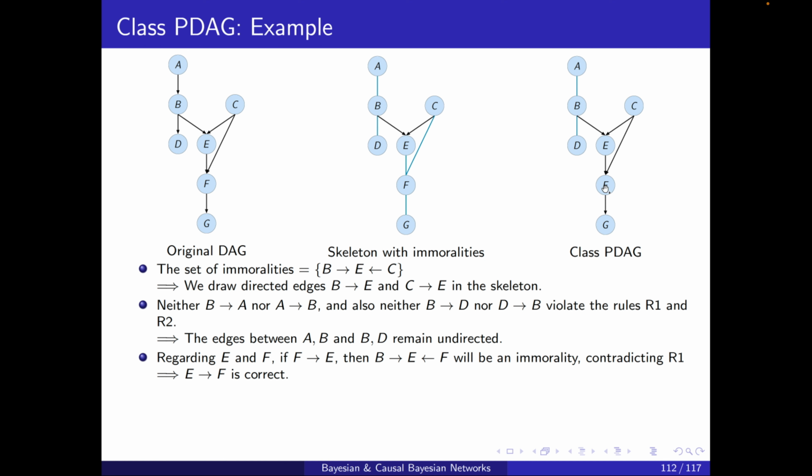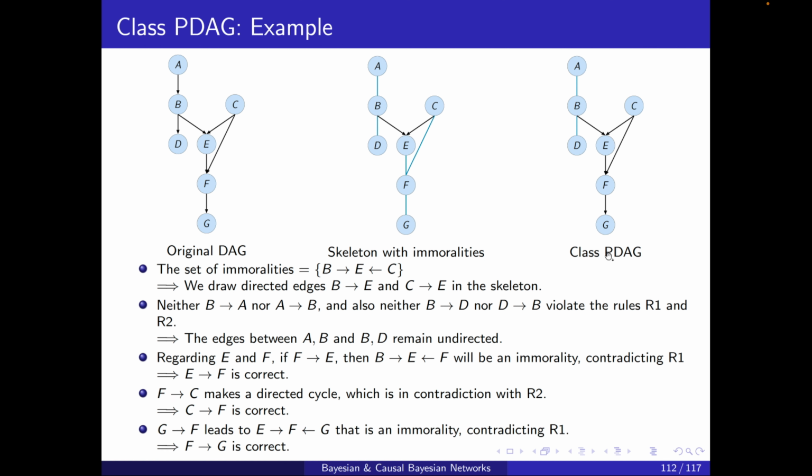Now, what about C to F? So if I have this C to E, E to F, clearly I cannot have F connected to C because then I will have a cycle. So C should also be definitely connected to F. And once I do that, same story here. I cannot have G connected to F, because if I do have that, then GFC will make a V structure which is immoral. So F should definitely go to G. And then I'm done. I have this graph, which is my final class PDAG.